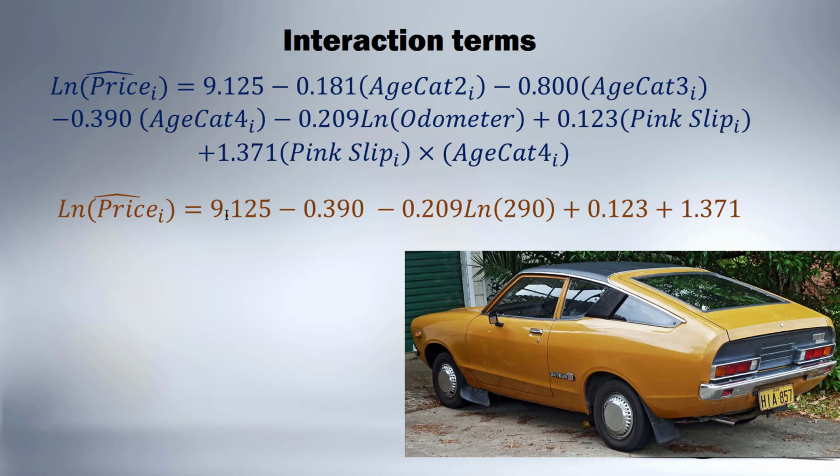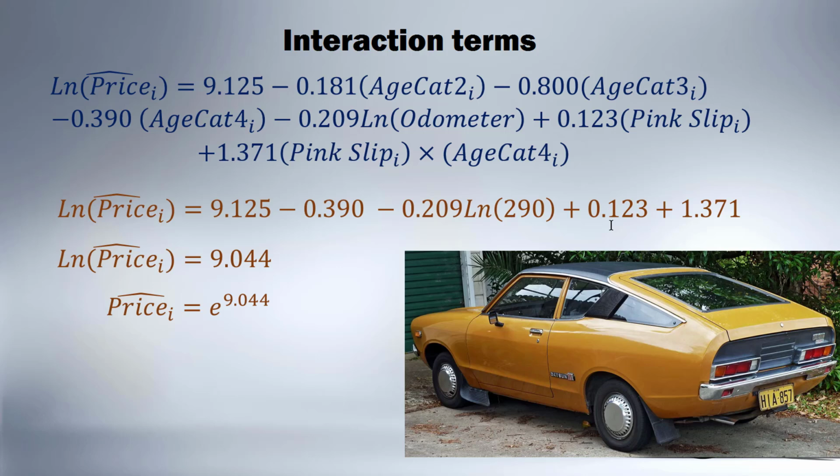So you can see in my line down here, I've got the constant term, 9.125 minus 0.390. I've then subtracted 0.209 times the log of the odometer reading in thousands, plus 0.123 times the pink slip, which is 1 in this case, because it has a roadworthy certificate. And we also add this extra effect here because it's a vintage car now with a pink slip. All right, so when we add all of this up, we'll find that the expected log of price is 9.044.